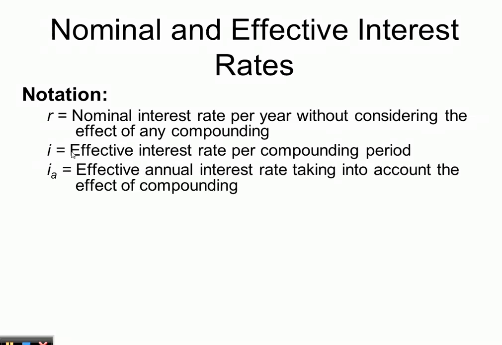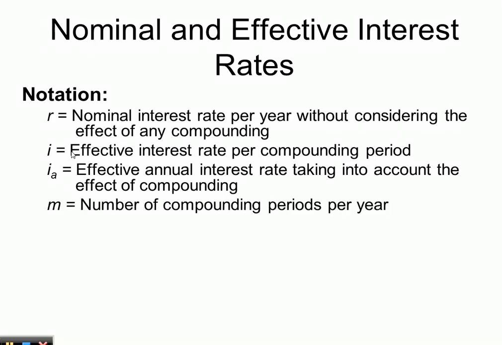I sub A denotes the effective annual interest rate, taking into account the effect of compounding, and M is the number of compounding periods per year. So how are nominal and effective rates connected? We can find the I from the nominal rate when we divide it by the number of compounding periods. So our nominal rate divided by the number of compounding periods M will give us the effective interest rate per compounding period.